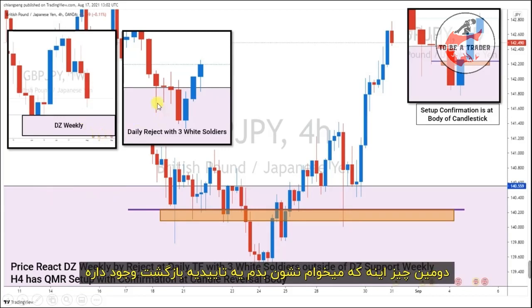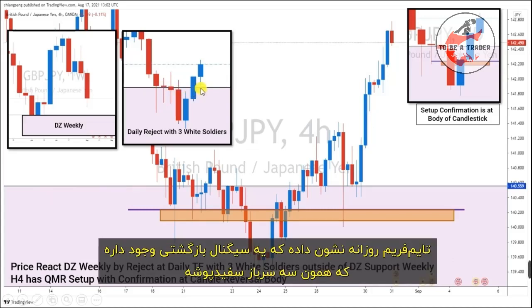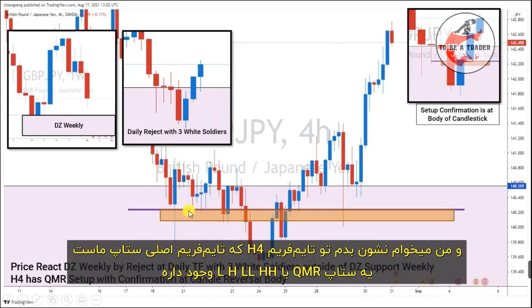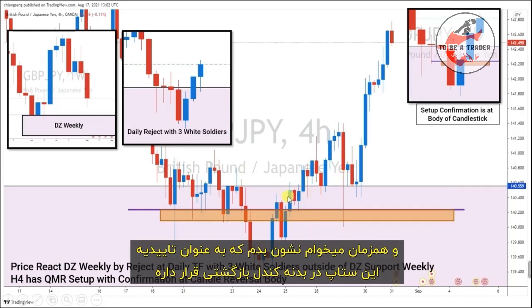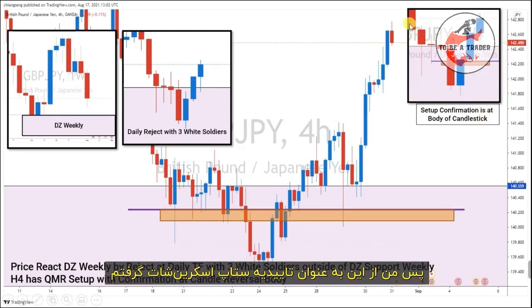Second thing, I want to show that there is a confirmation of rejection. The daily time frame has shown that there is a reversal signal, which is the 3 white soldiers. And I want to show that in the H4 time frame of the setup, this is the main time frame of the setup, which is the H4. There is a QMR setup with the low, high, lower low, and the higher high. At the same time, I want to show that this setup for the confirmation is at the body of the reversal. So I screenshot this as a confirmation of the setup.